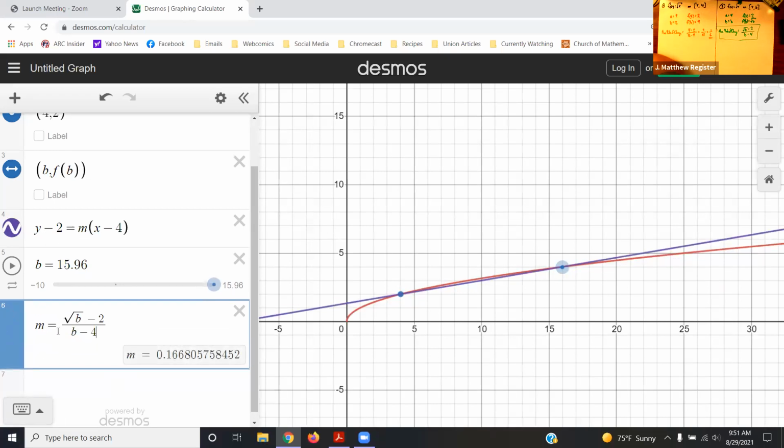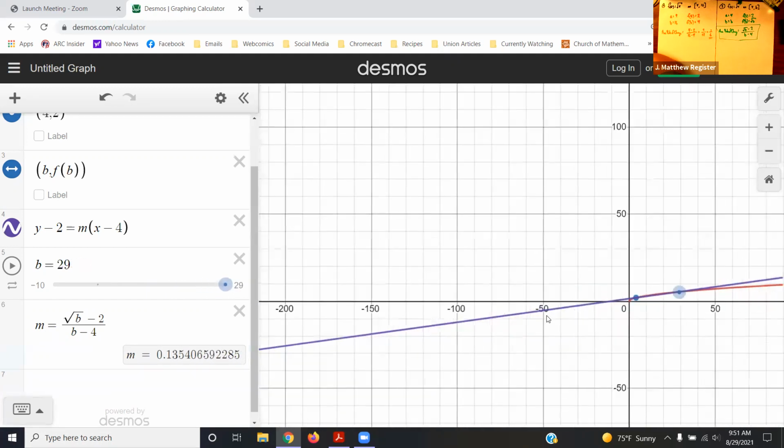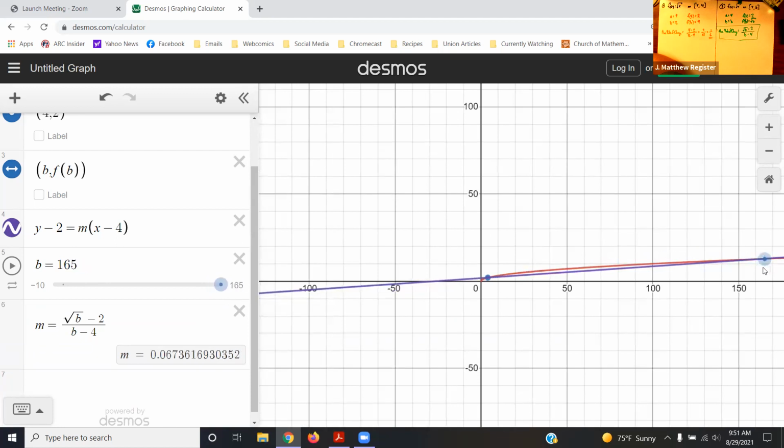Now this formula for the slope is going to make it so that no matter where this point is, it's always going to give us a line going through these 2 points. So if it's close, it goes through it. If it's far, it goes through it. And it does not matter where it is. It is always going to give us an equation for that slope. And so when b is equal to 165, we get that the slope, the average rate of change, is 0.06736 and so on. And so that's kind of a powerful thing.